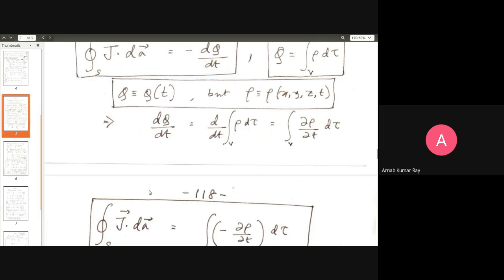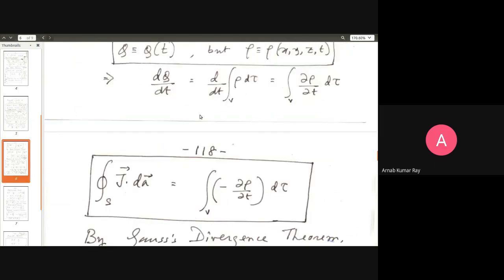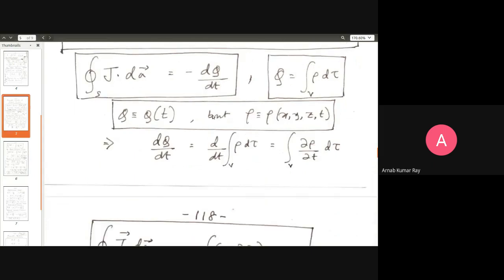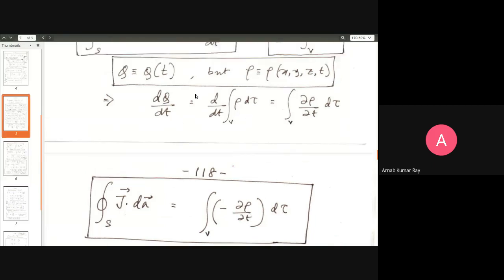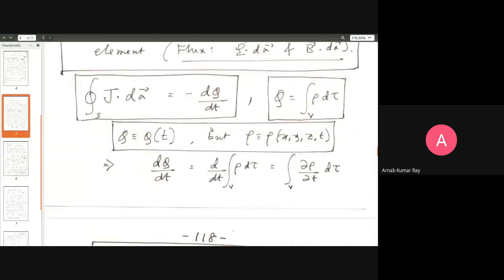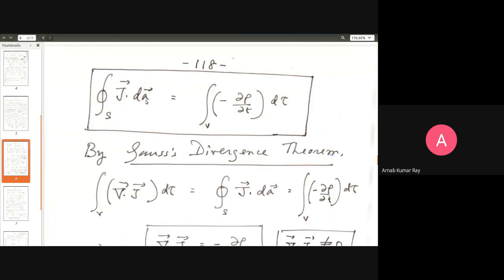Okay, so the surface integral of j dot dA is equal to minus dq/dt. Put a minus here and a minus here, and then you put it over there. So dq/dt with the minus sign is replaced by the volume integral of minus del rho by del t d tau. I hope you have understood this. That minus sign goes inside the integral. So you have a surface area integral and a volume integral.